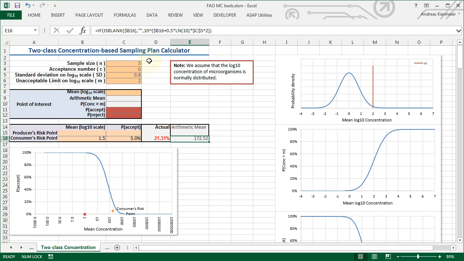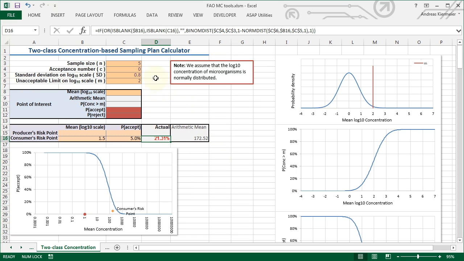Now the current plan with n equals 5 and c equals 0 gives a probability of acceptance of 21.3%, which is shown here under the actual heading. The value is shown in red because the plan does not meet the consumer's risk point that we have specified, which, remember, was 5%. And we can see this also from the OC curve because the OC curve lies above the consumer's risk point. And for the consumer's risk point, we need the OC curve to fall below, so that the actual probability of acceptance is at most 5%.